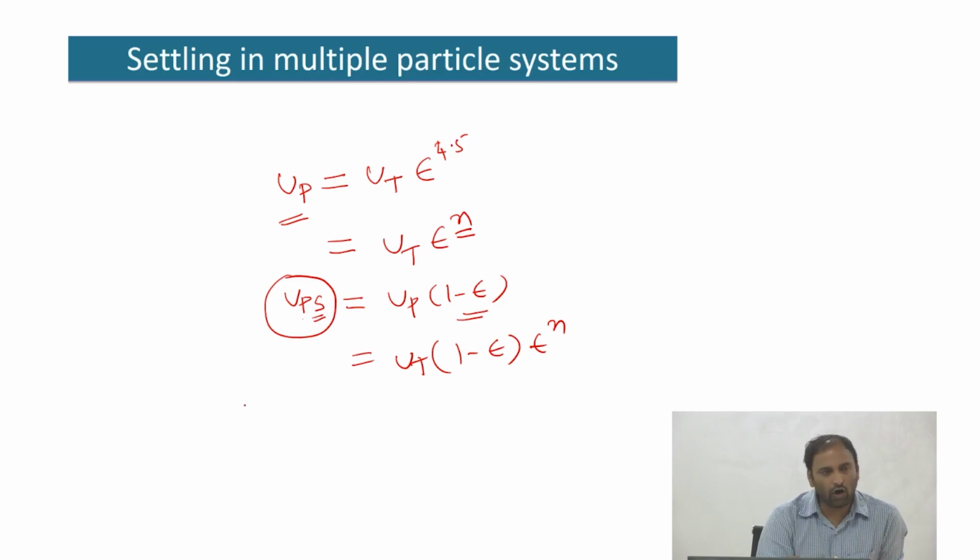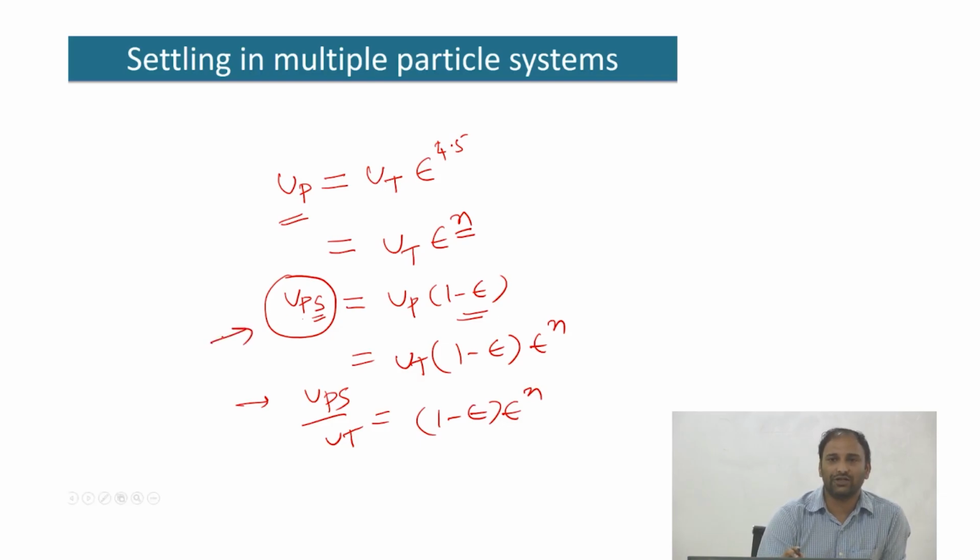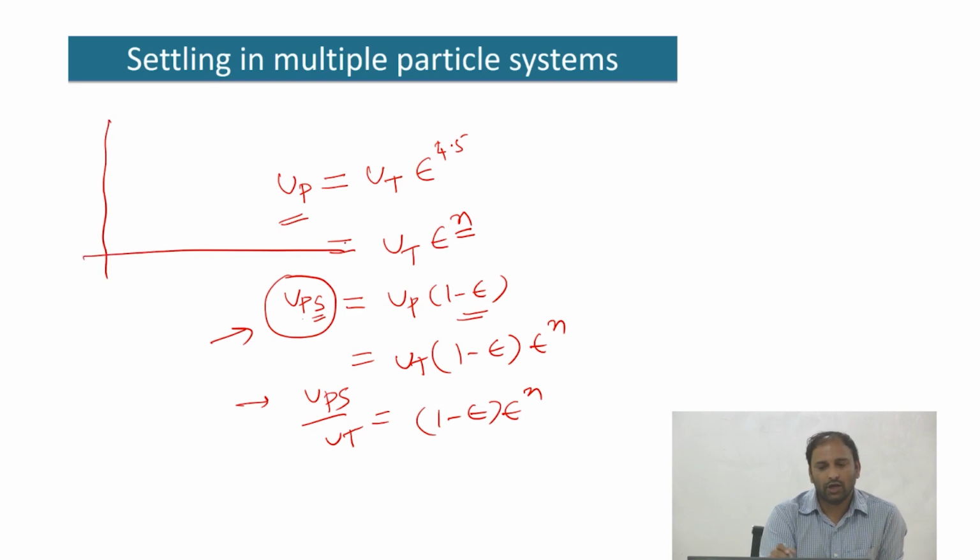I can talk about the dimensionless flux, which is UPS divided by UT, which would go as 1 minus epsilon into epsilon to the power of n. Any issues? That's okay, right? I'm basically going back to the superficial velocity concept. Now it turns out that if I plot this UPS divided by UT as a function of epsilon, it goes through a maxima, then it starts decreasing, and then there's an inflection point, and then it again goes on decreasing further.